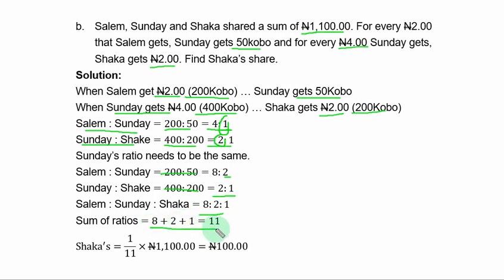Now, Shaka's share is equal to Shaka's ratio, which is 1 over sum of ratio 11, times the amount they shared. So Shaka's share is 100 naira.